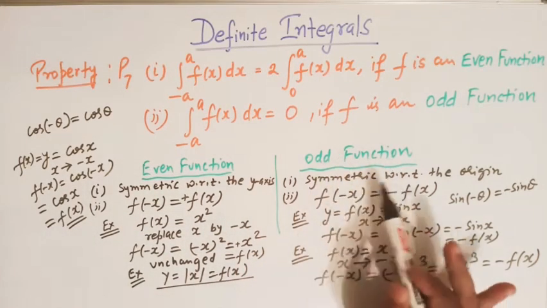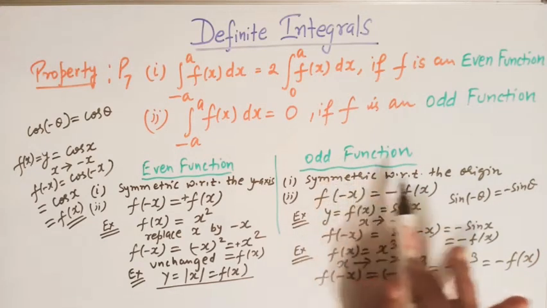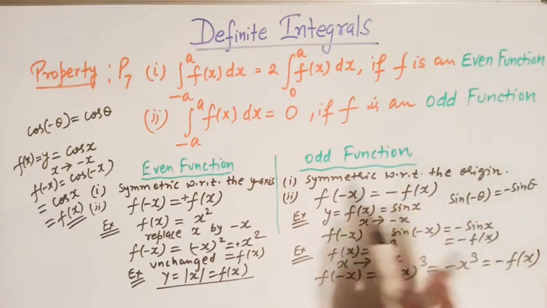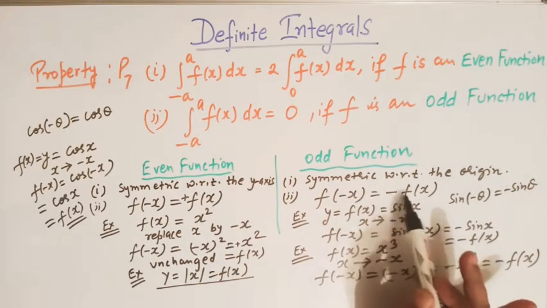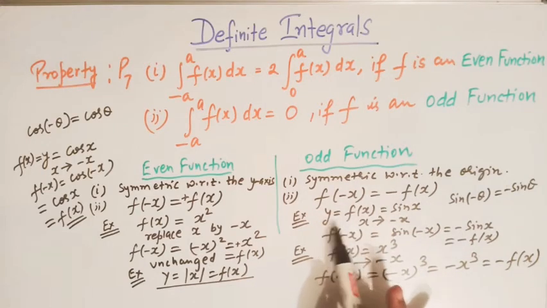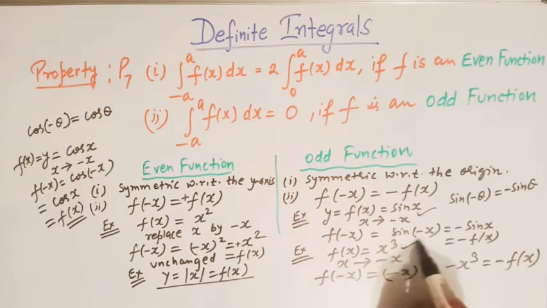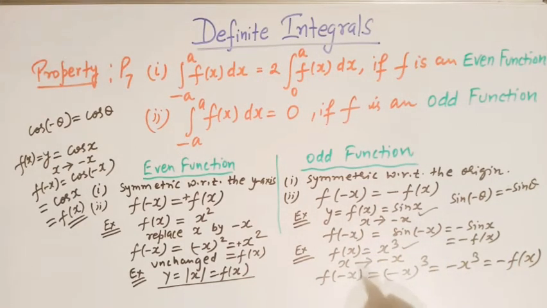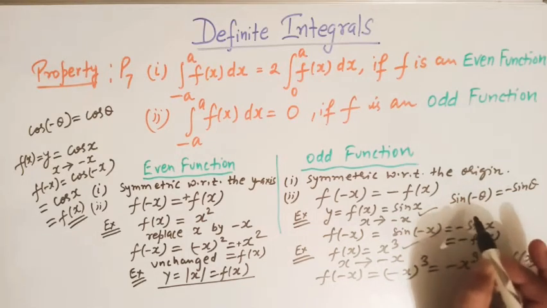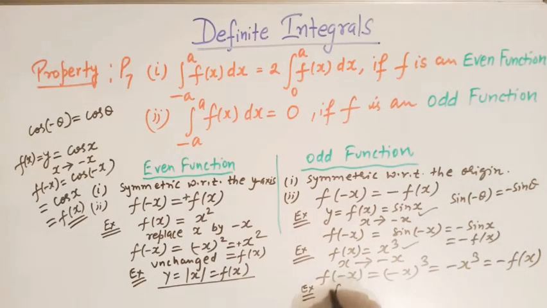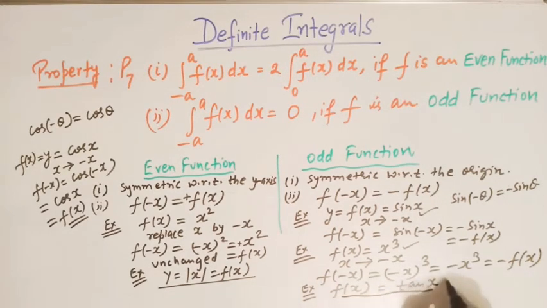Now what is odd function? A function which is symmetrical with respect to the origin. In other words, if f of minus x is equal to minus of f of x. The examples are sine function, and we have the cubic function, and we can also have this tangent function, right? F of x is equal to tan of x. So this is also an odd function, because tan of minus x is equal to minus of tan x, right?